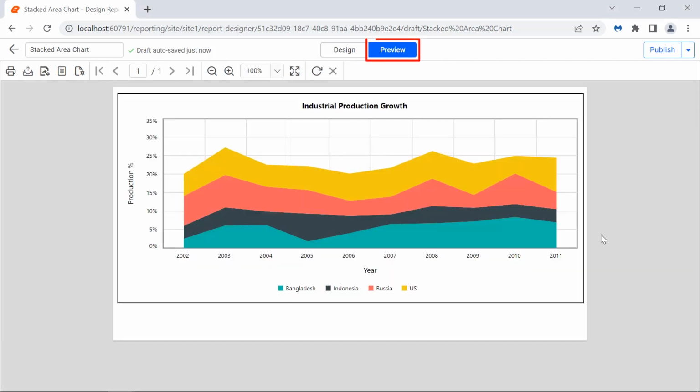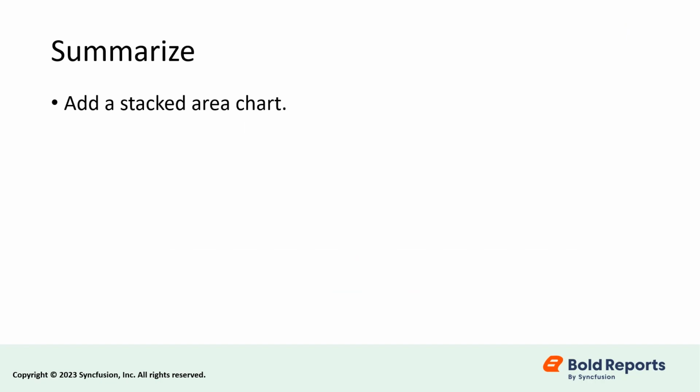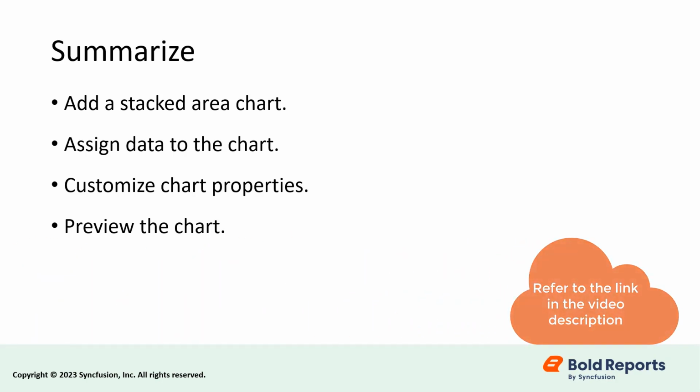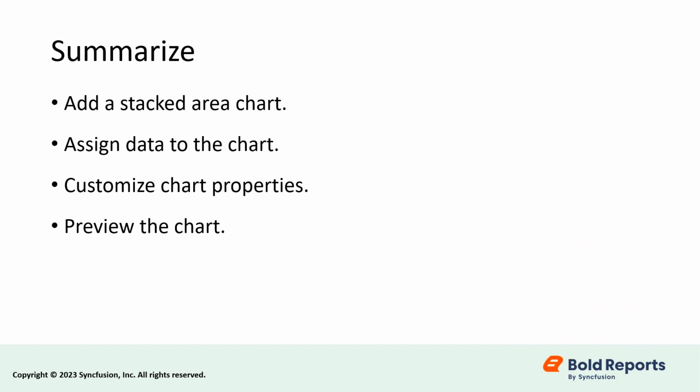Now, let's look at the report preview. You can see the customized stacked area chart. In this video, I showed you how to add a stacked area chart to a newly created report and assign data to it. Also, I showed you how to customize the chart using its properties and preview it in the report viewer control. If you want the working sample RDL report used here, you can download it from the GitHub link provided in the description below. I have also provided the video link in the description that explains each property available in the chart report item.